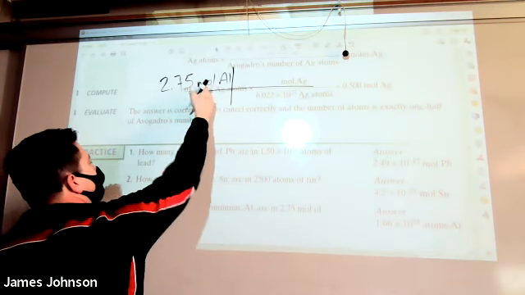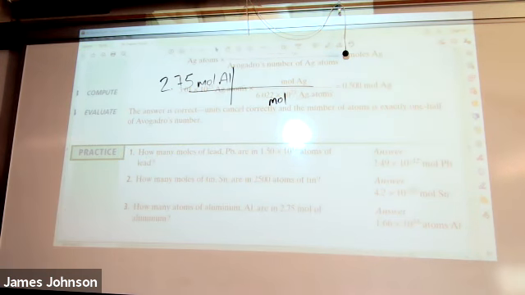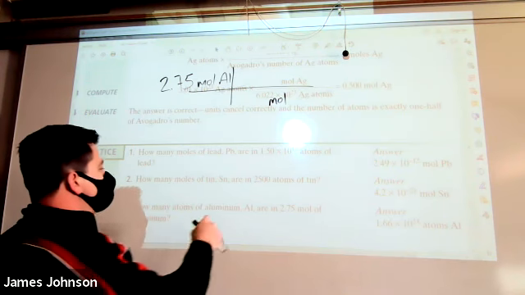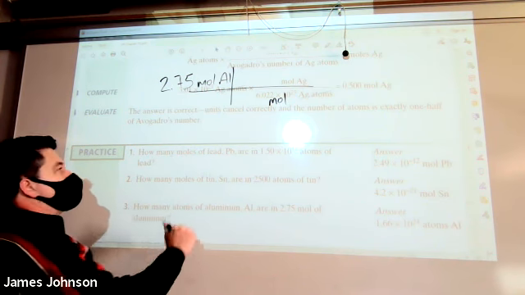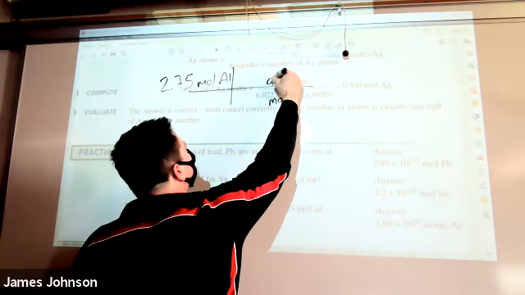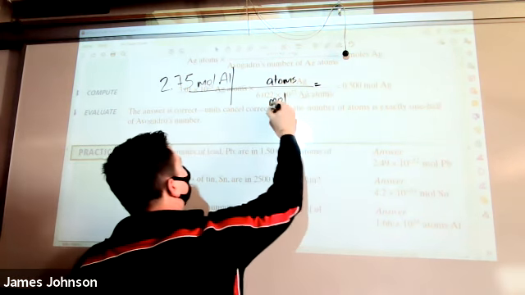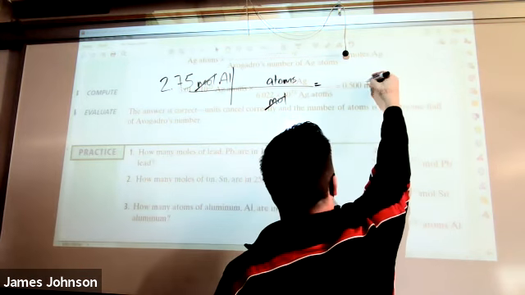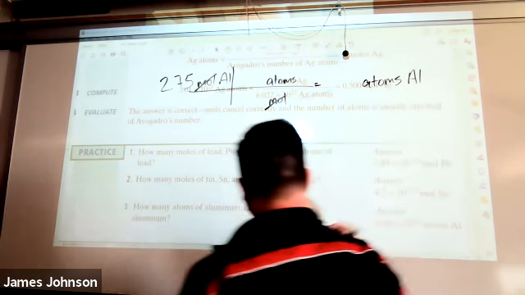Now, I'm going to have to go out of moles, so that tells me that I need to put moles as the unit on the denominator, so that when I divide moles by moles, they'll go away. And the unit that I'm being asked for is atoms, right? How many atoms of aluminum? So hopefully you can see that when I actually do my calculation, moles will cancel. And the only unit I'll have is atoms of aluminum.